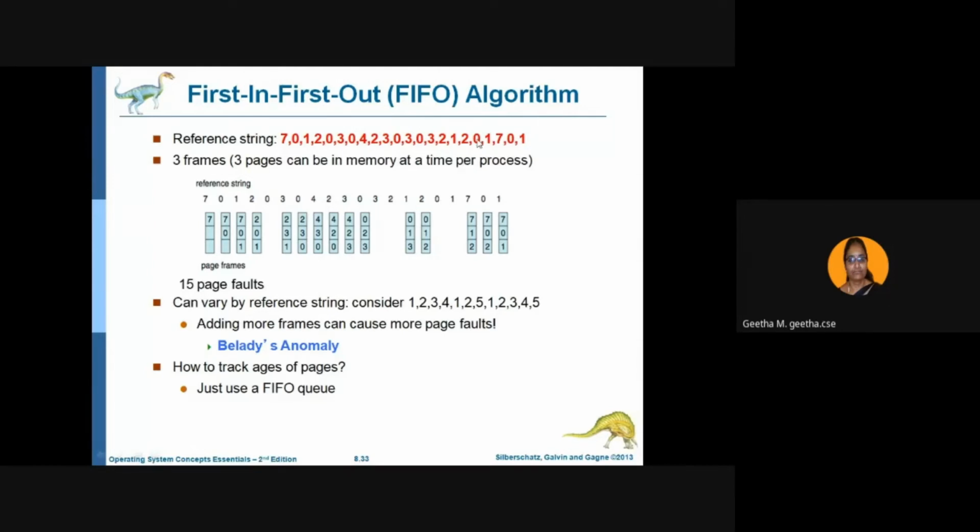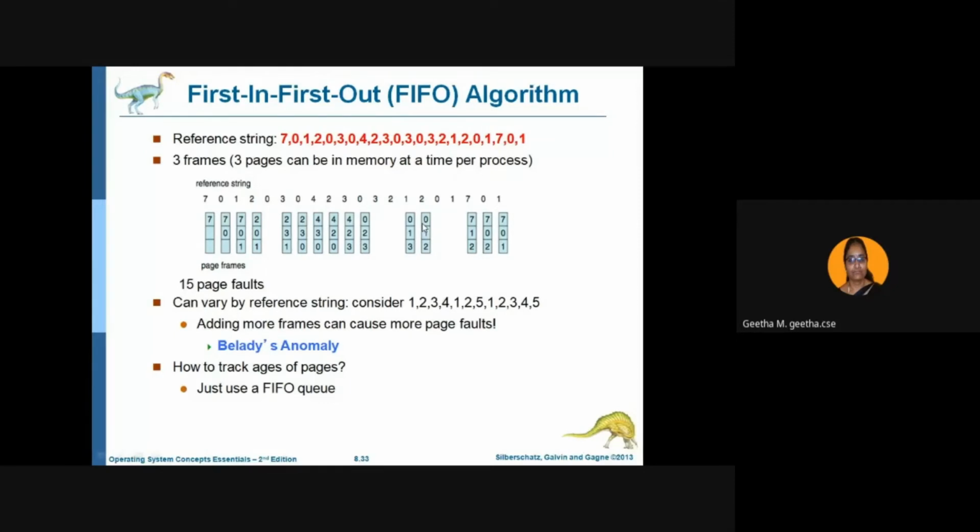So the next reference is 0. It is already in memory, so no page fault occurs. Then the next is 1. So 1 is also there, so no page fault occurs. The next reference is page number 7. It is not in the memory.